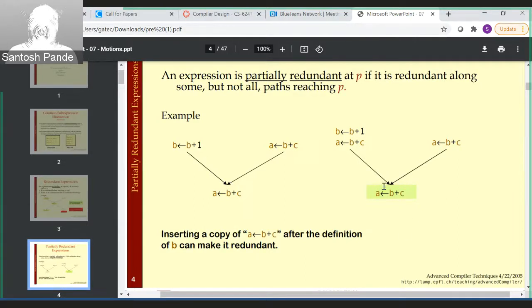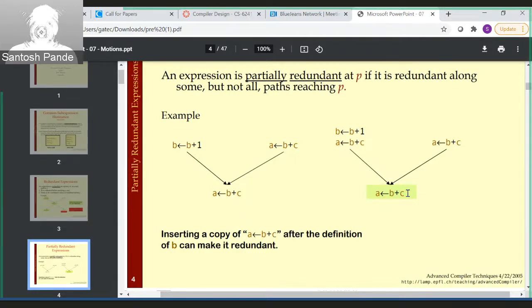What we can do is cover this lack of evaluation of B plus C on the left hand side by putting an evaluation of B plus C there. As you can see, B is equal to B plus 1. After that, we have A is equal to B plus C. We have put an evaluation there. And we have A is equal to B plus C on the right hand side, and that makes it redundant at this lower join point, and we can get rid of it.